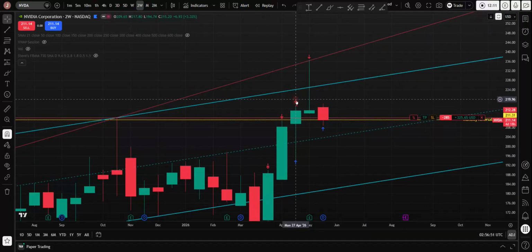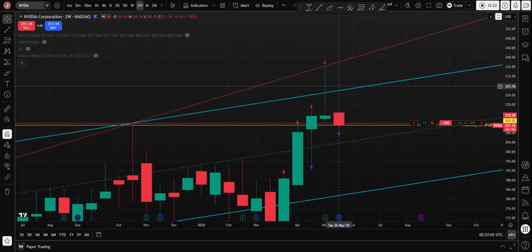And if you look, it coincides with the top part of our blue rising parallel channel right here. So we could get a retrace here. That could be where I could add the half I first took off here. But really, I'm going to be eyeing this red trend line over here. And I'll show you where I got this red trend line.